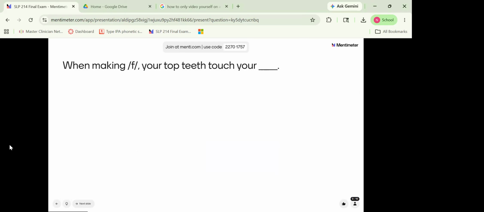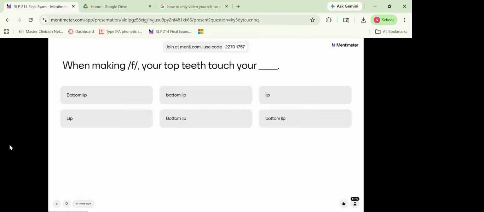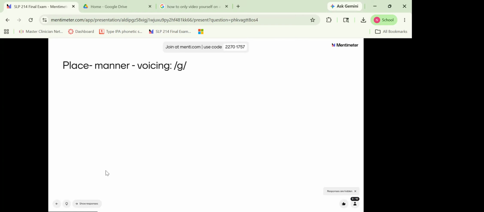When making your top teeth touch your what? Awesome. Yep, your lip. So your bottom lip, but thinking about your teeth touching there. What is place, manner, and voicing for that phoneme?